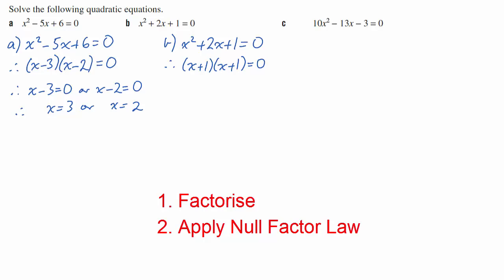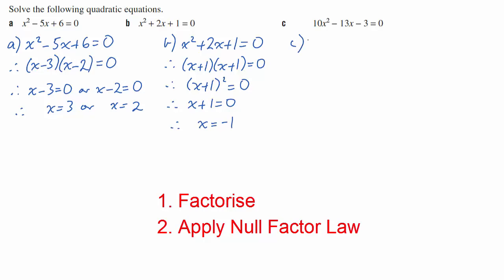And as I mentioned, that's a perfect square. We can write it as x plus 1 squared equals 0. Well, the only number that squares to give 0 is itself 0. So we write x plus 1 equals 0. And taking 1 away from both sides, we get x equals negative 1.